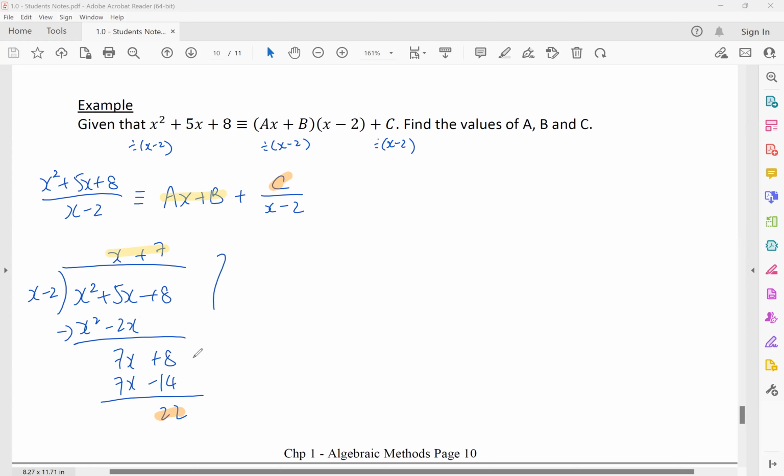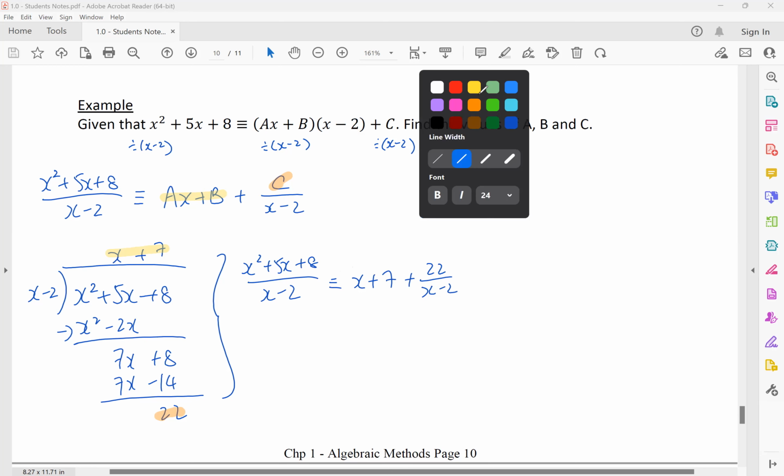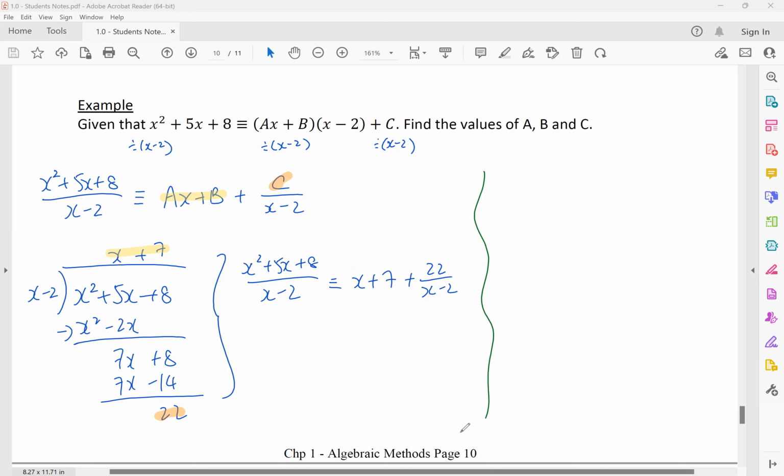So my final answer will be (x squared plus 5x plus 8) over (x minus 2) is equivalent to x plus 7 plus 22 over (x minus 2). Okay. Or you can cheat in here. So how do we cheat?